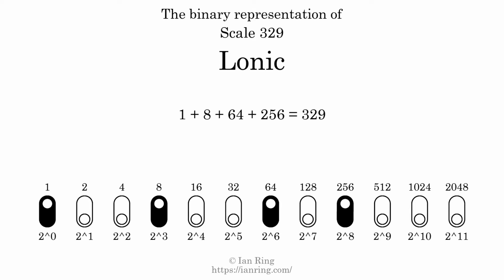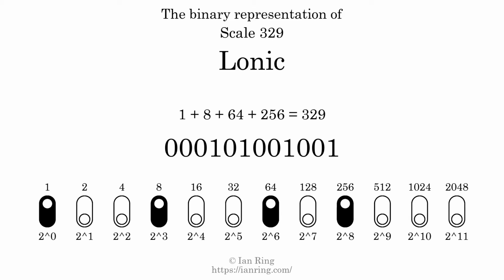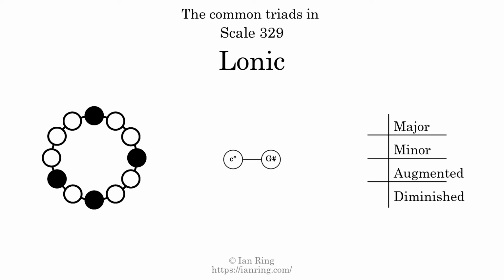The scale number not only enumerates the scale with a unique index, but it also literally describes the tonal content of the scale. Represented as a binary number in base 2, the scale number is 0001010001001. Here are the common triads present in this scale.